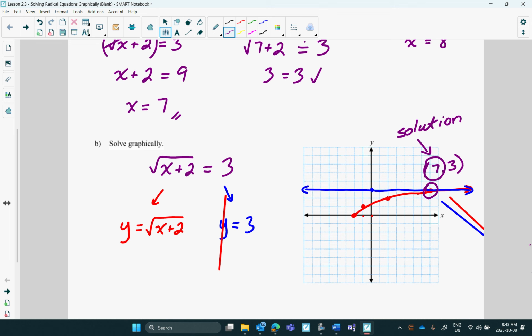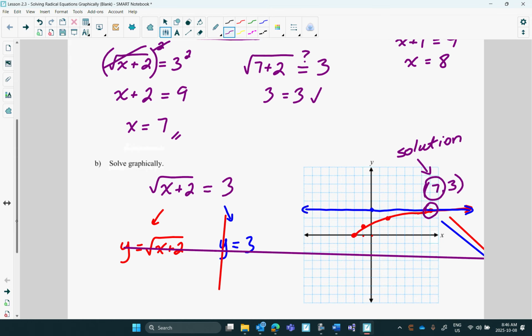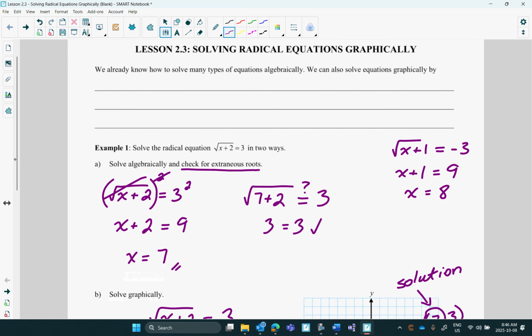So how do you solve by graphing? Graph each side of the equation, find where they intersect. It's the x coordinates because we're solving for x. So I wanted to do an example before I filled this in up here. So we can solve them graphically by graphing each side of the equation. Just toss a y in front of each side of the equation.